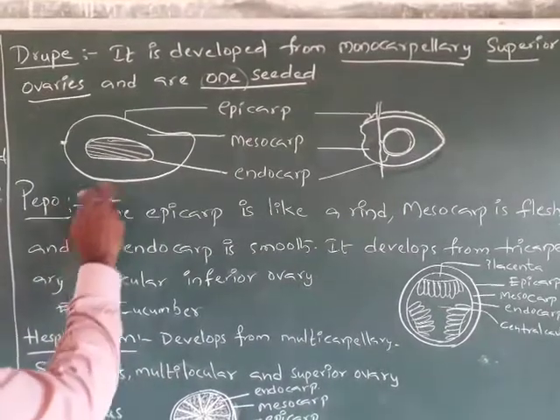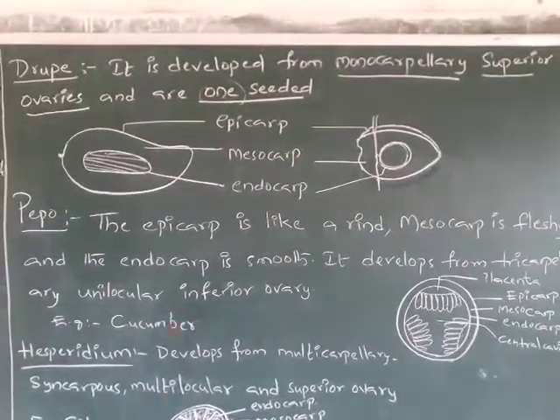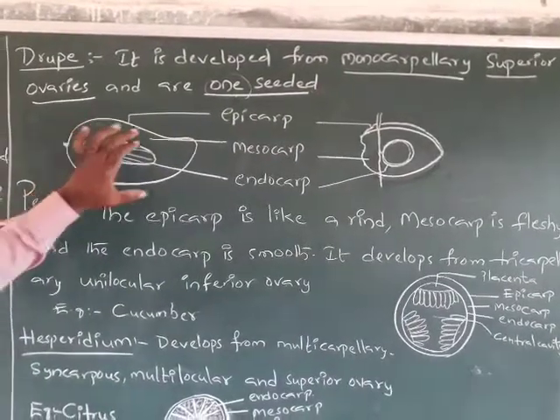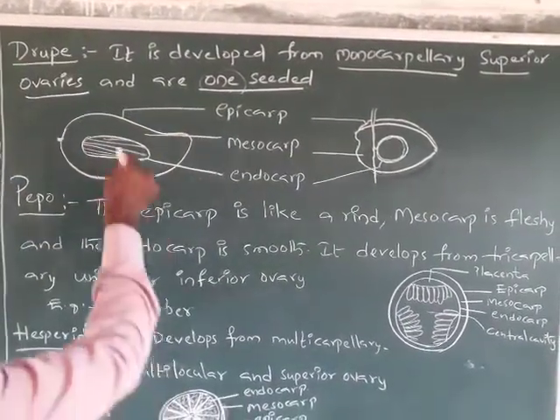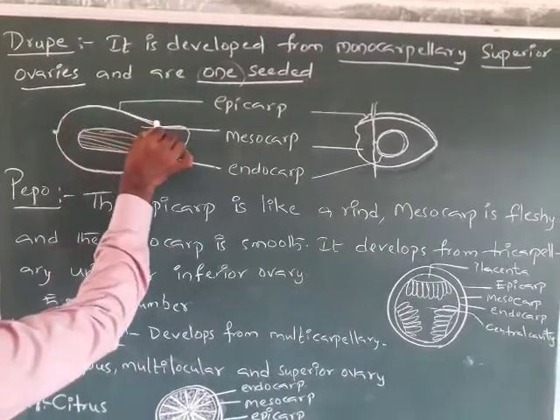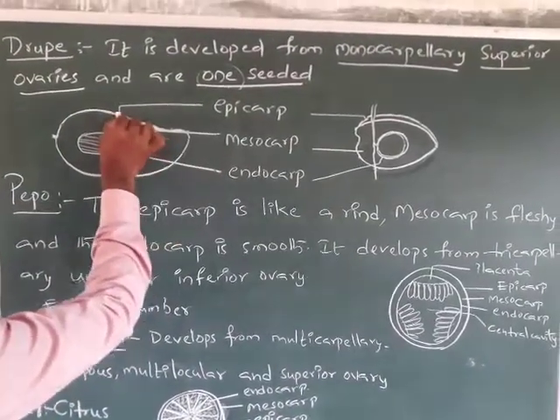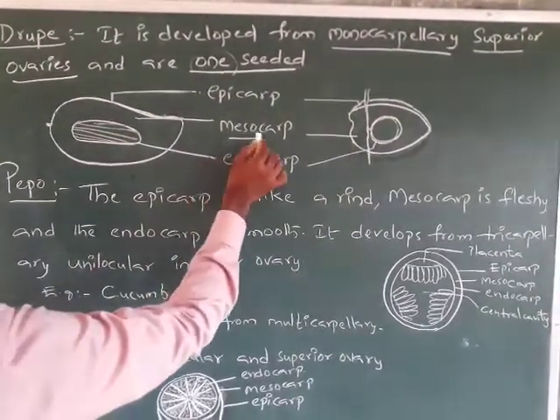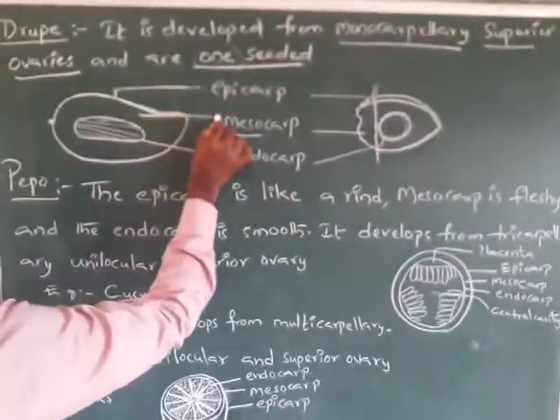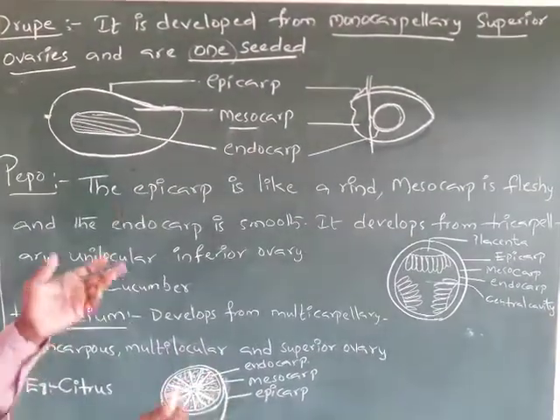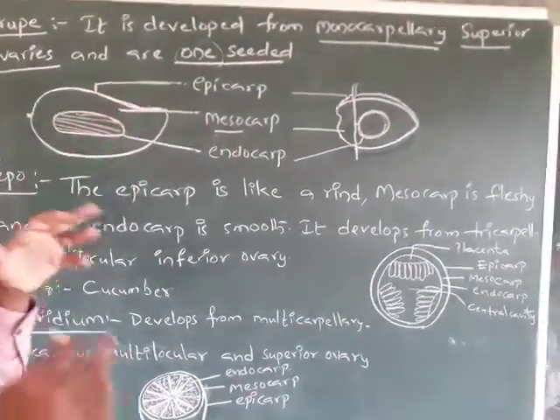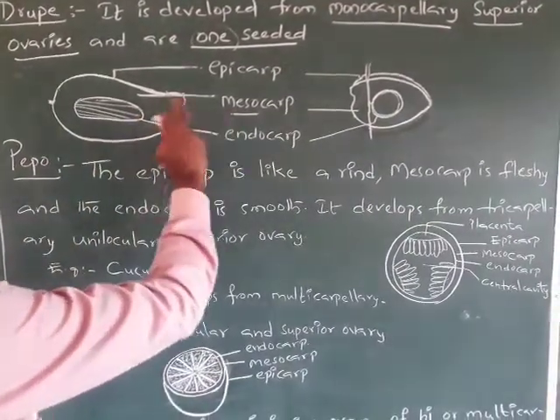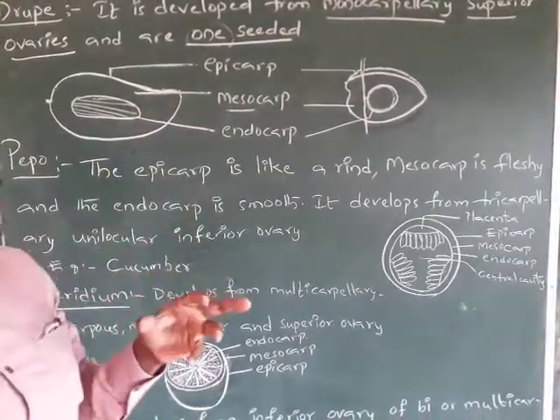For example, here is the mango fruit, whose pericarp consists of three layers. Here is the epicarp, which is a thin layer, and the middle layer is the mesocarp, which is very fleshy.